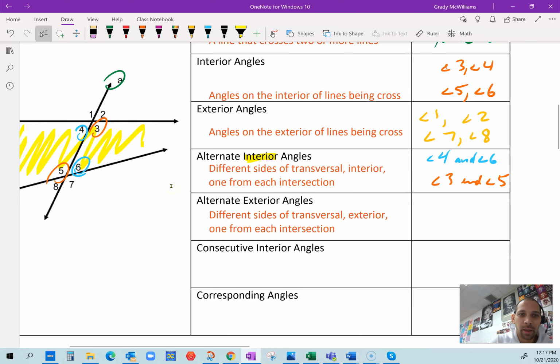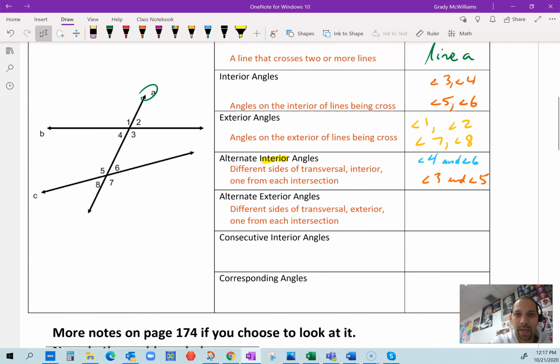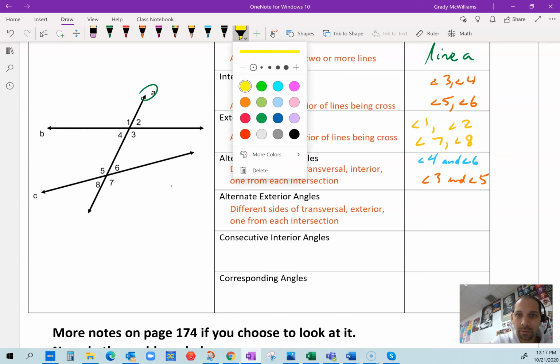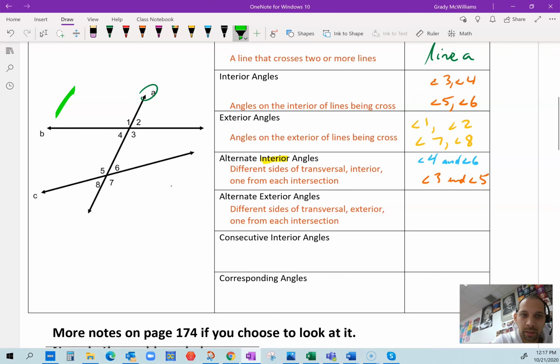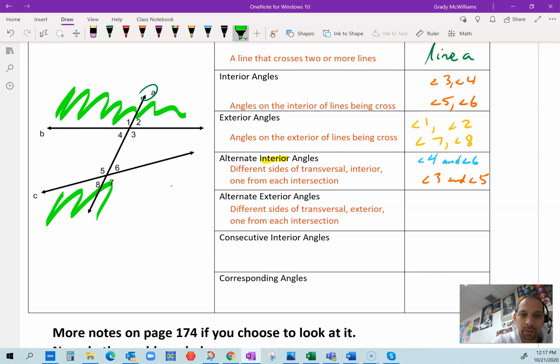Before, I talked about the interior. Now we're going to talk about the exterior, which once again is all of this out here, outside the lines that are being crossed. So we want them to alternate across the transversal, on different sides of the transversal, one from each group, and to be on the exterior. So examples: 2 and 8. Another example would be 1 and 7.